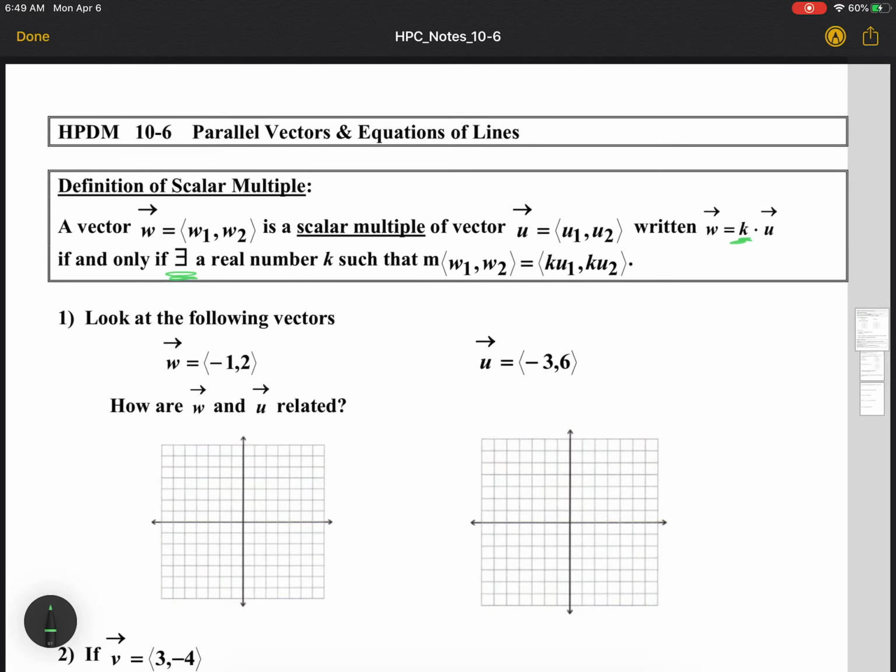And we know that because there's a multiple that all it does is expand. You can think about it as its R. Its angle doesn't change. K doesn't change its angle, it changes its magnitude. So looking at one, we're going to look at W and U, and we're going to find out how they're related.